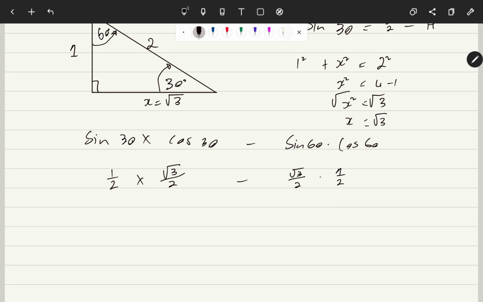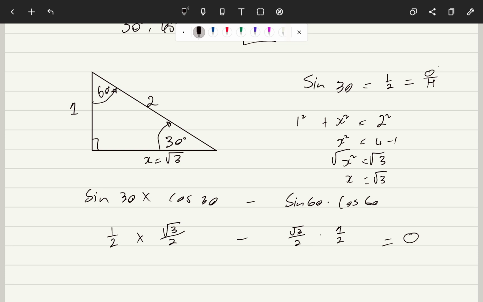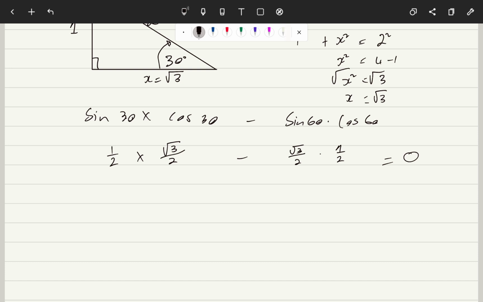So you just realize, of course, the answer is going to be 0 here. These things are going to cancel out each other. But yes, you need to know these angles. You need to know how to find your distances and values, because it becomes very easy. We'll do just a few examples.